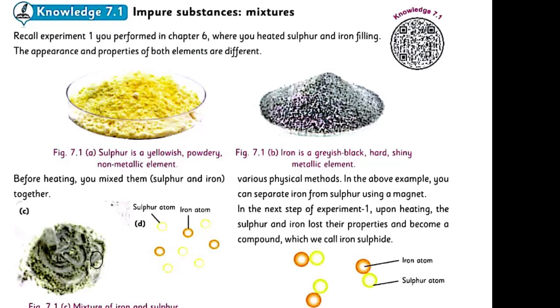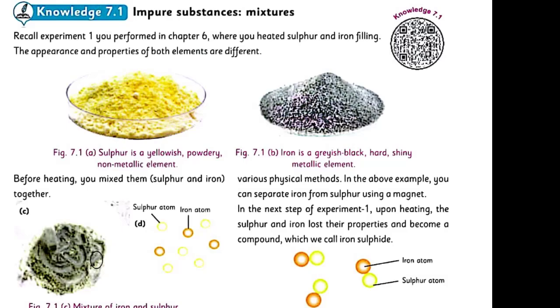Knowledge 7.1: Impure substances, mixtures. Recall experiment 1 you performed in chapter 6, where you heated sulfur and iron filings. The appearance and properties of both elements are different. Figure 7.1: Sulfur is a yellowish, powdery, non-metallic element. Figure 7.1: Iron is a grayish-black, hard, shiny metallic element.